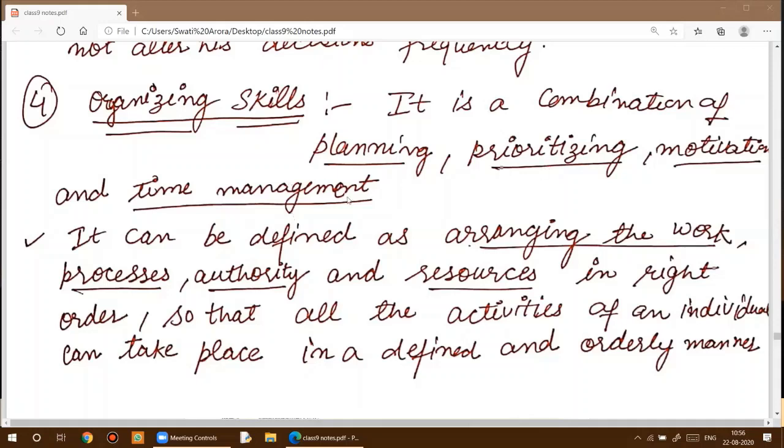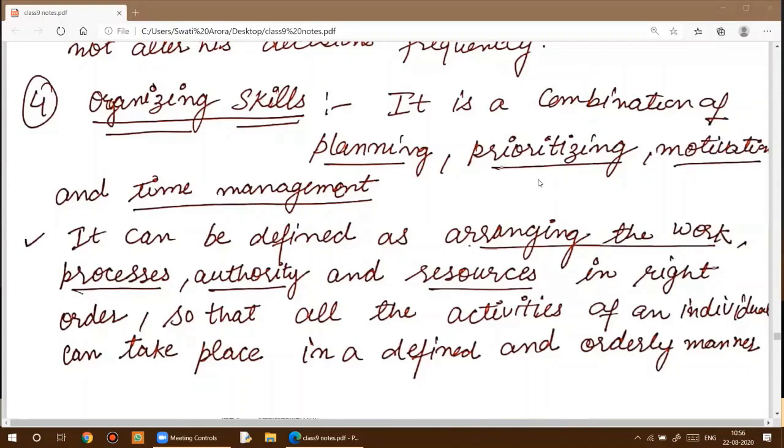Once you make a timetable, plan everything and prioritize, then you will need constant motivation also. That motivation can be from your teachers, your friends, your family members. You can motivate yourself also, you can watch motivational videos also. Something motivational should be there so that you may not get distracted from your path. You can write something on a piece of paper and keep it on your walls so that every time it is visible to you, you may feel motivated. So proper planning, prioritizing, motivation and a timetable: organizing skill is a combination of all these four things.